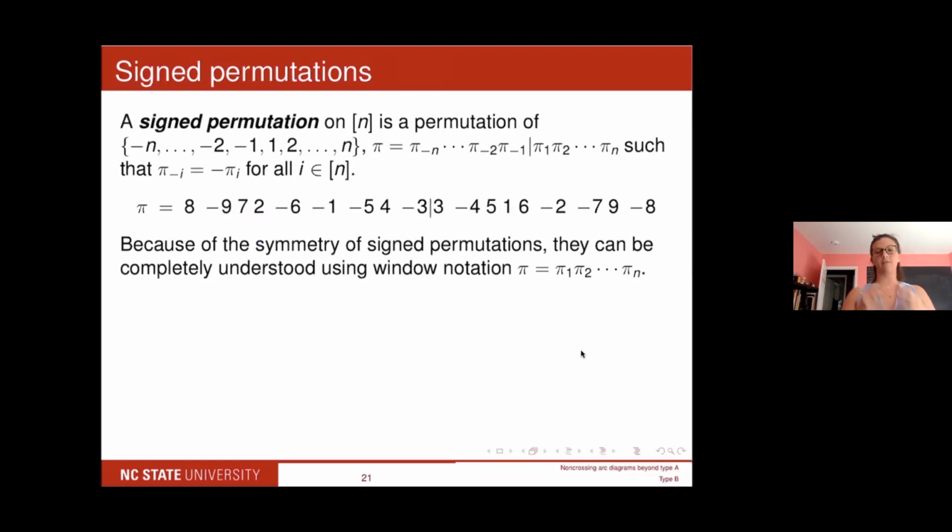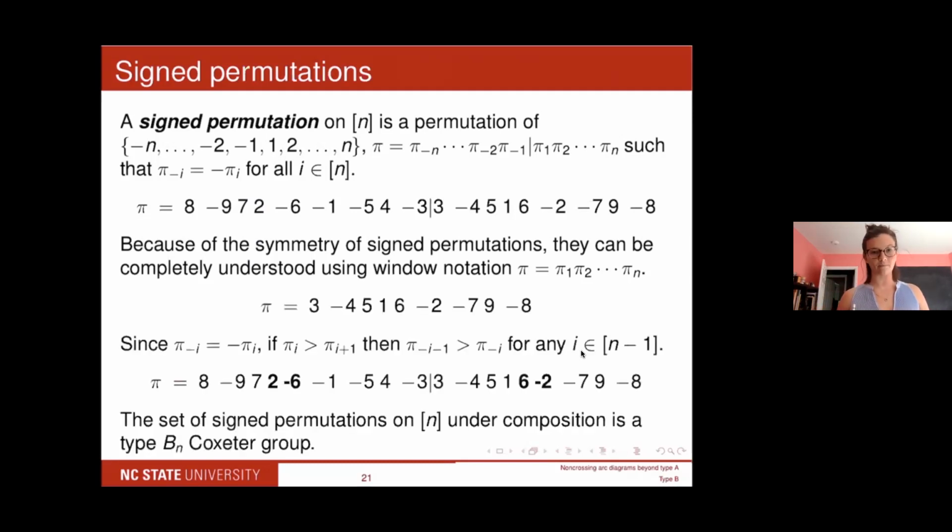Because of the symmetry of sign permutations, they can be completely understood using what's called the window notation, which just considers pi 1 to pi n. So instead of writing 18 terms in our original example, we can just write 9 of them. We just start after that vertical line, which is another use of the vertical line, to say, here's our window, here's the non-window.